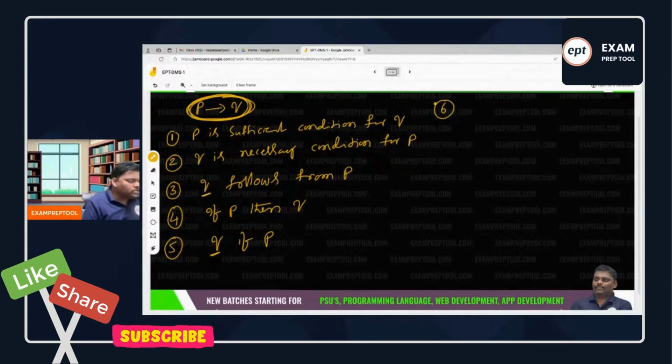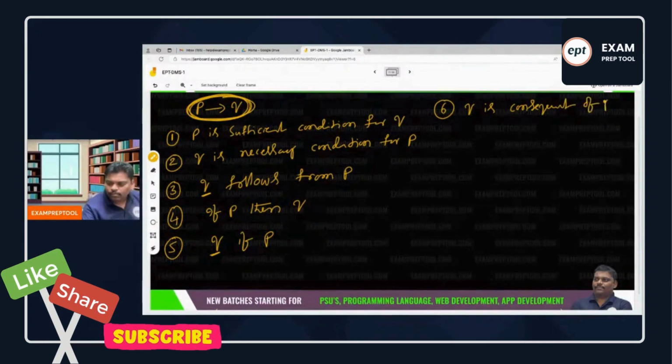Go to the sixth one. All the possibilities I have written. One more thing. See this one. Q is the consequent of P. Q is the consequence of P. It means you got the Q from P. Indirectly, Q is the consequent of P. Consequent means result. Q is the result of P. Q is the consequent of P.